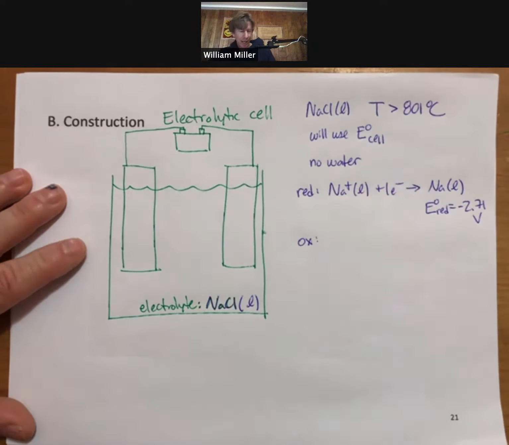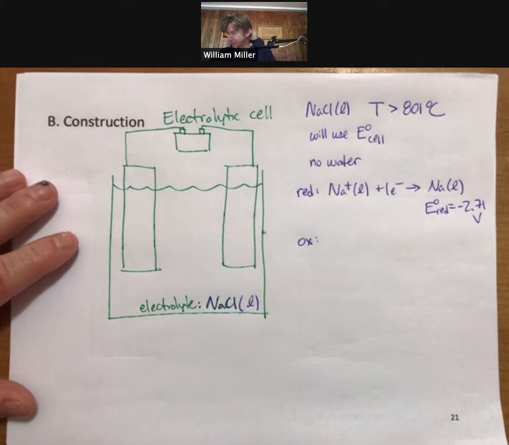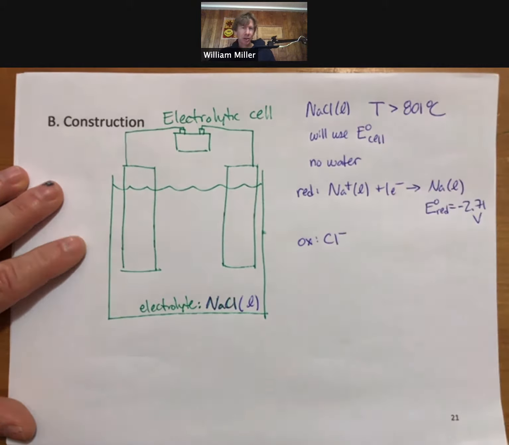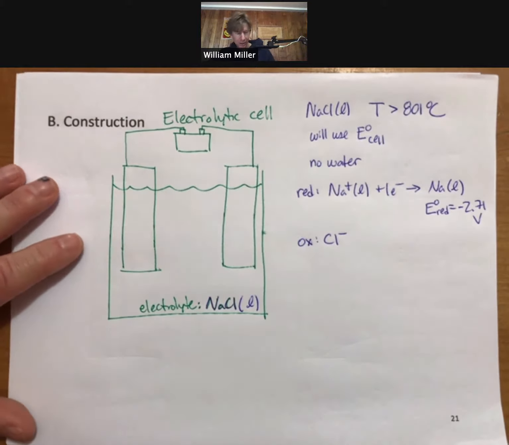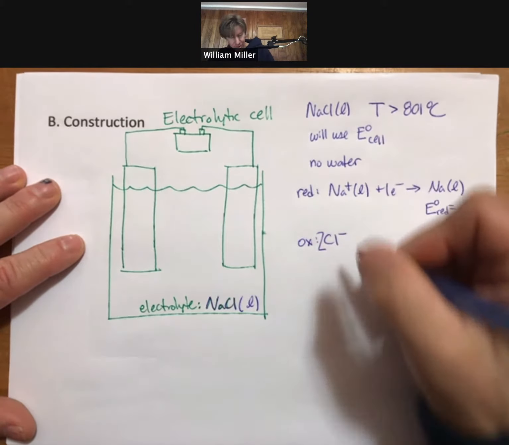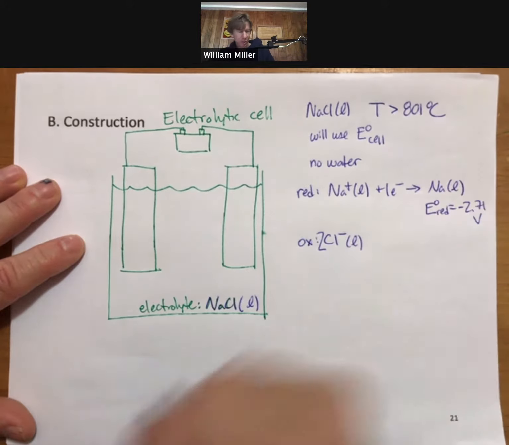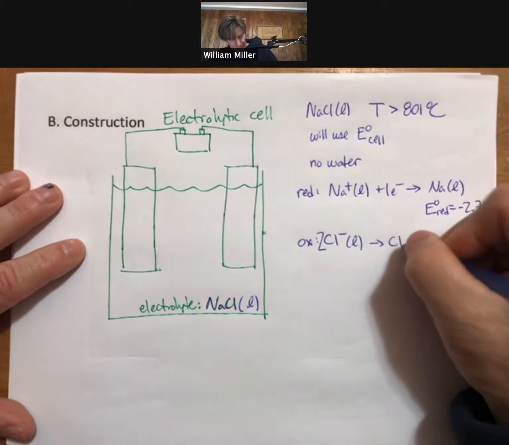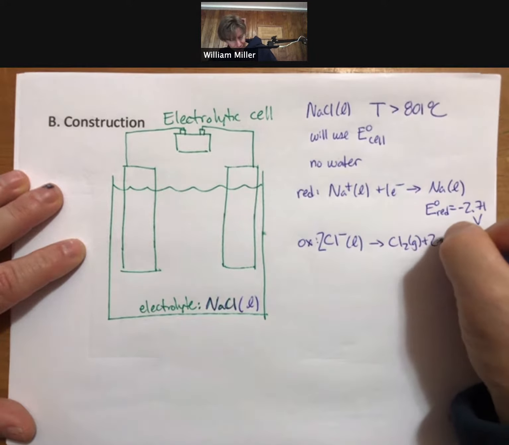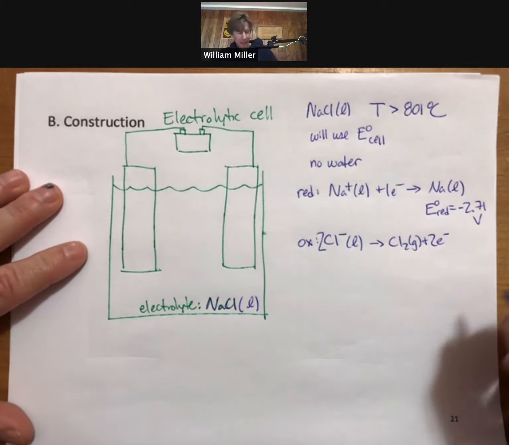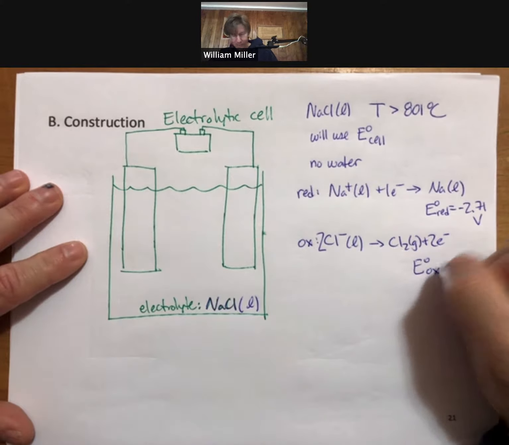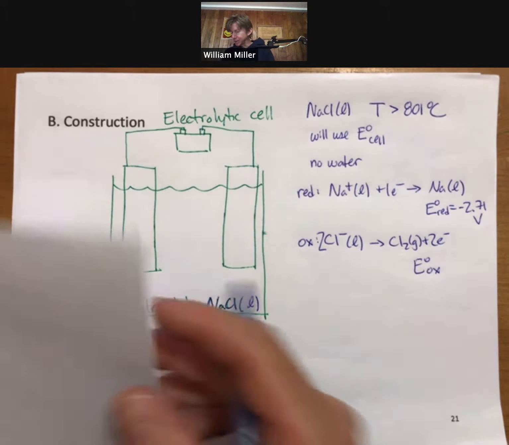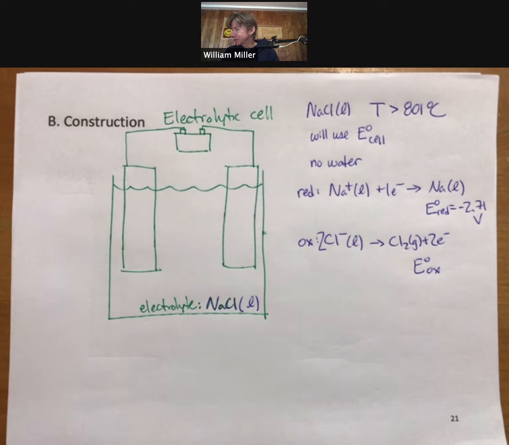Then we'll look at our oxidation half reaction. The only thing that's around is chloride. 2 liquid chloride ions go to Cl2 gas plus 2 electrons. This is an oxidation. And this one should be on our list, even though the sodium is not. I may have to add it for your exam.